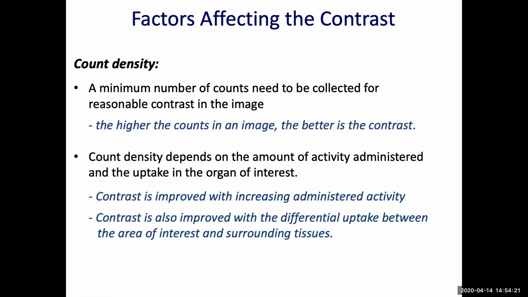The second factor affecting the contrast is the count density. A minimum number of counts needs to be collected for reasonable contrast in the image. The higher the count in the image, the better is the contrast. So we need good sensitivity, good efficiency of the gamma camera to collect more counts. Count density depends on the amount of activity administered and the uptake in the organ of interest. So if we increase the injected dose to the patient, we get more activity and more counts, but this is not a practical way to enhance the contrast, just increasing the dose to the patient.